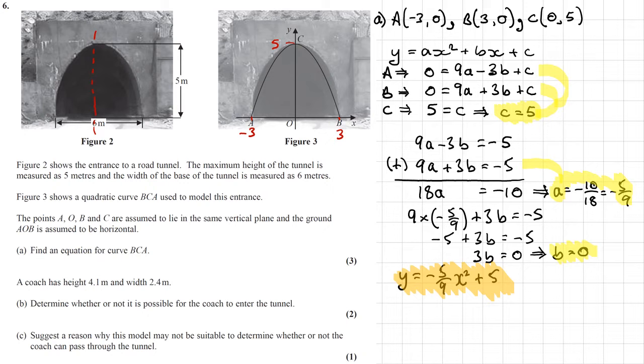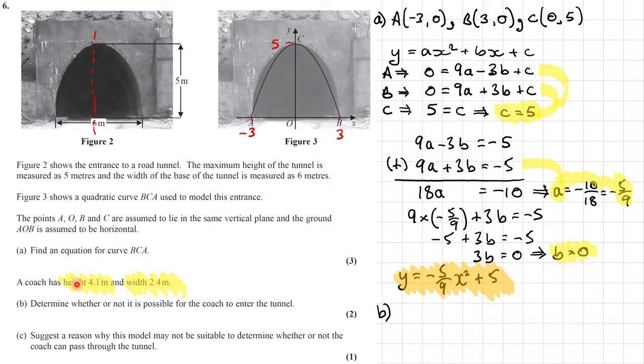Part B. A coach has a height of 4.1 meters and a width of 2.4 meters, and what we need to do is determine whether or not it is possible for the coach to enter the tunnel. So it's about taking these values and putting them into our quadratic. Now we need to think about what the values of x and y are.